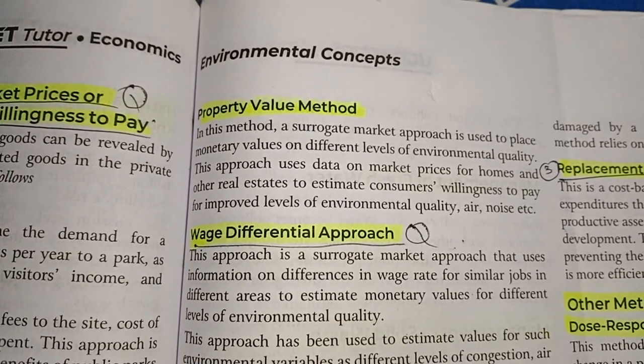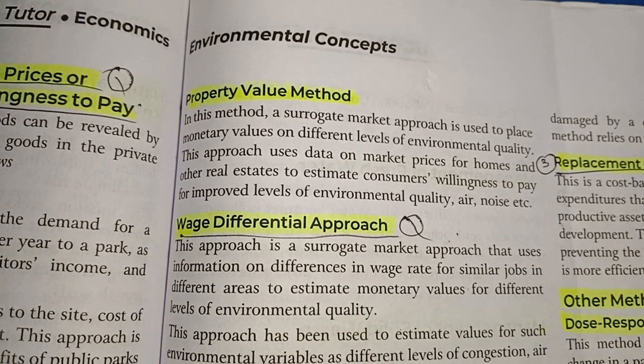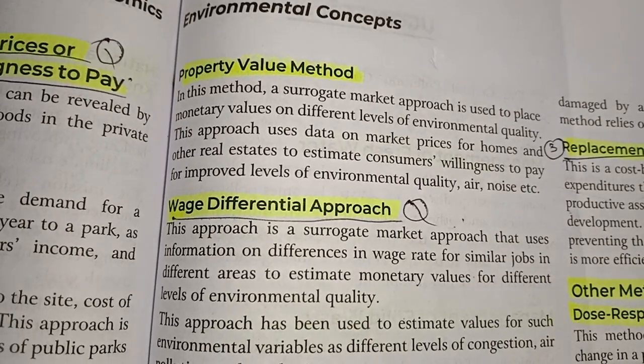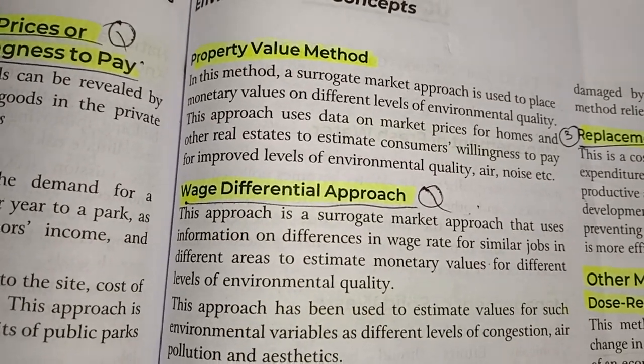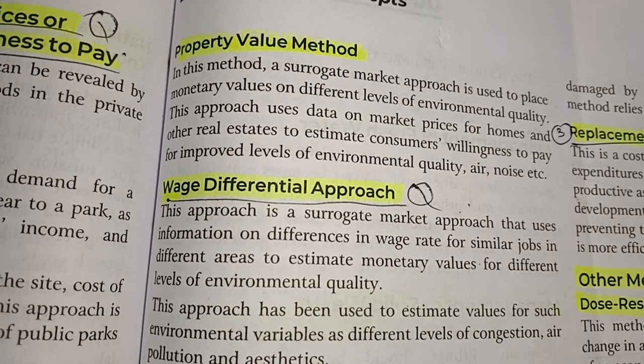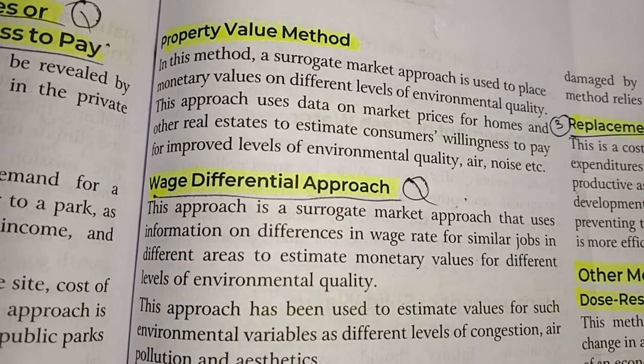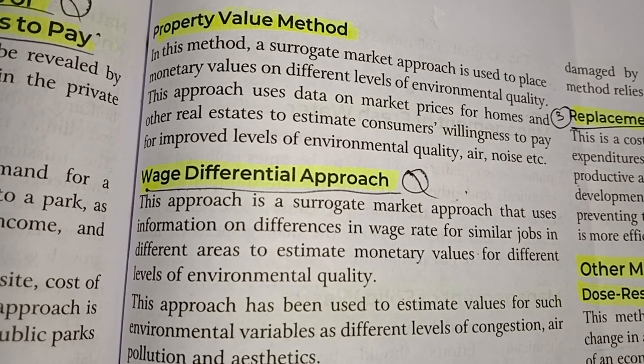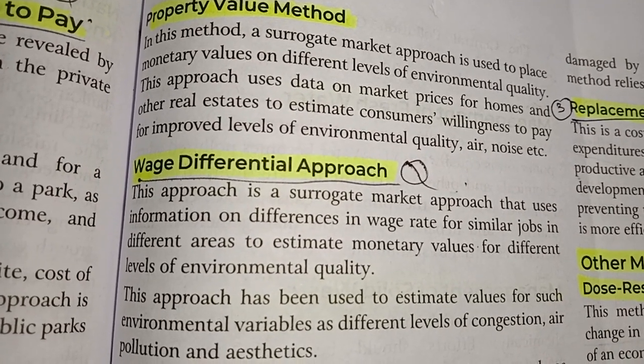Property value method. In this method, a surrogate market approach is used to place monetary values on different levels of environmental quality. This approach uses data on market prices for homes and other real estate to estimate consumers' willingness to pay for improved levels of environmental quality, air, noise, etc.